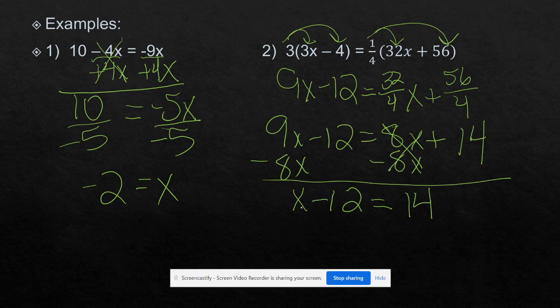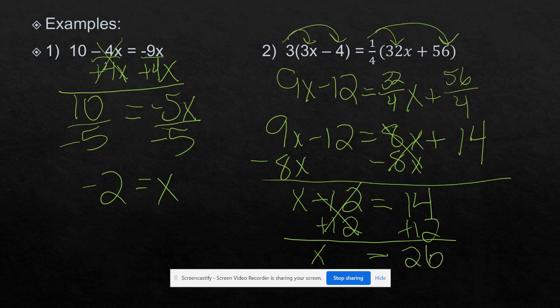I want to finish getting x alone by moving the 12 over with the 14, its like term. The opposite of subtracting 12 is to add 12 to both sides. Bring down your x. Negative 12 plus 12 is 0, equals 14 plus 12 is 26. X equals 26 is our solution.